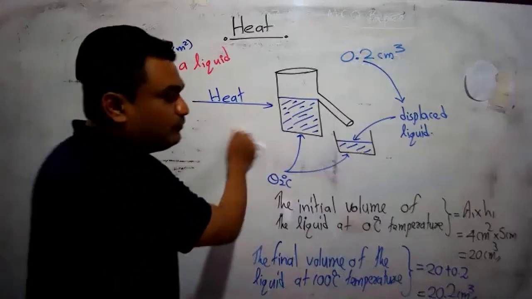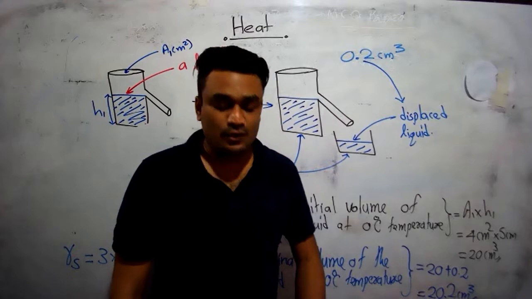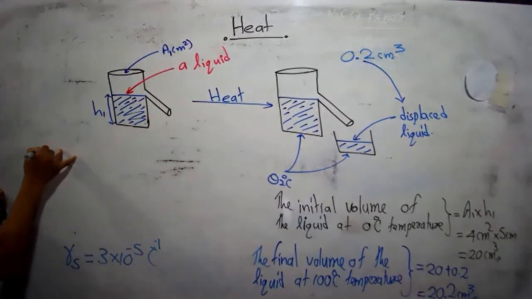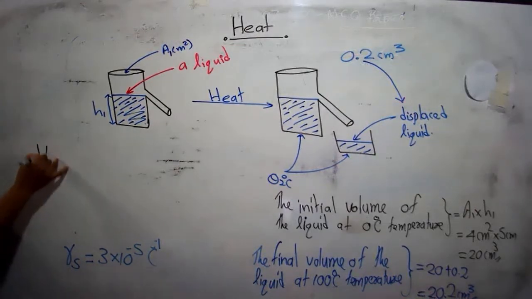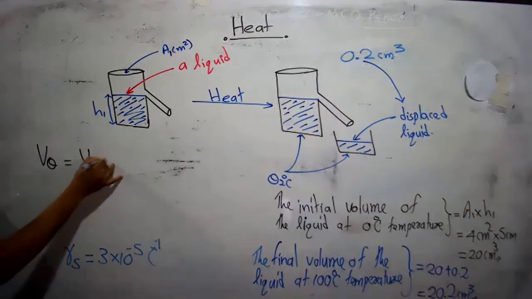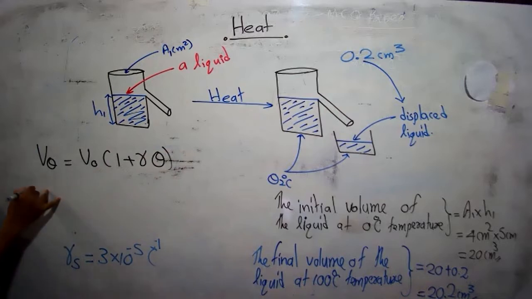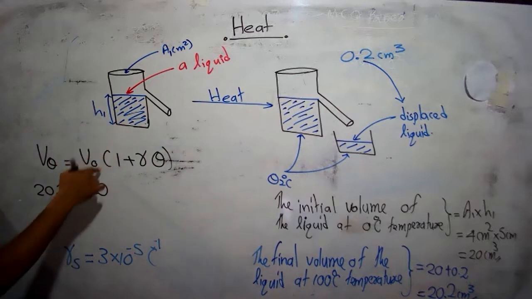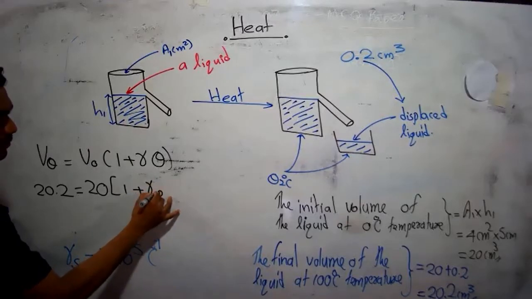Let us apply the following equation to the liquid by neglecting the expansion of the vessel. Look at the board. The equation is V theta equals V naught into 1 plus gamma theta. The final volume is 20.2. The initial volume at 0 degree Celsius is 20. Volume at 0 degree Celsius is 20, times 1 plus, now this is said to be gamma apparent.